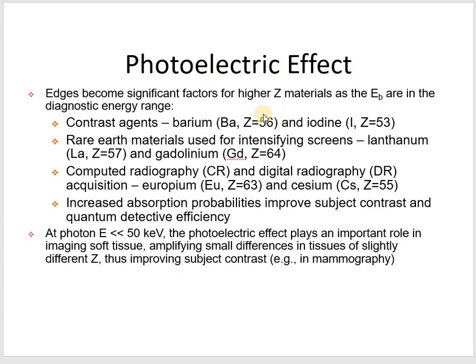So at kVp setting 150 with effective energy 50 to 60 keV, these photons will be highly absorbed through photoelectric interaction. Therefore, it will show different levels of shades of gray compared to the GI tract. Barium is used as a tagging material in GI tract imaging.